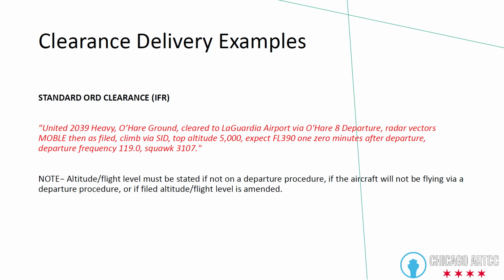And of course, if you don't have a radar departure controller on over top, your departure frequency would simply be Unicom 122.8. Note, altitude or flight level must be stated if not on a departure procedure, if the aircraft will not be flying via a departure procedure, or if the filed altitude or flight level is amended.